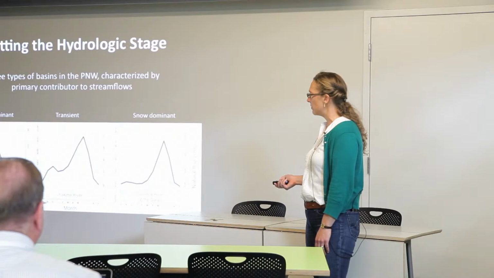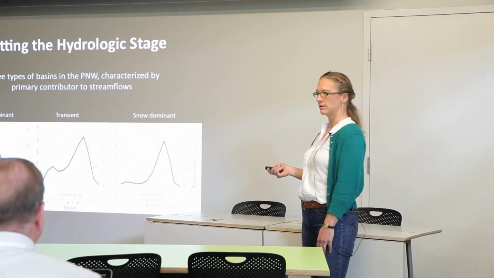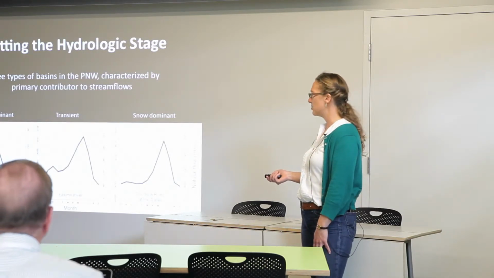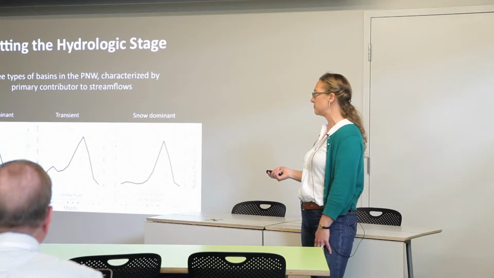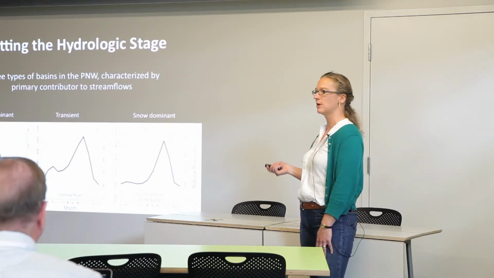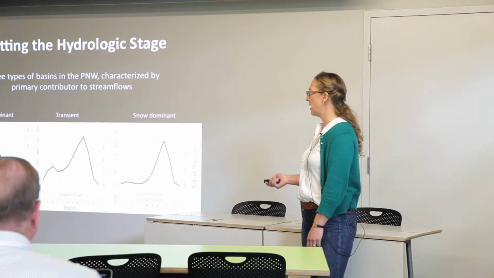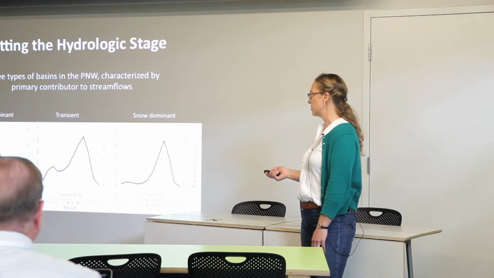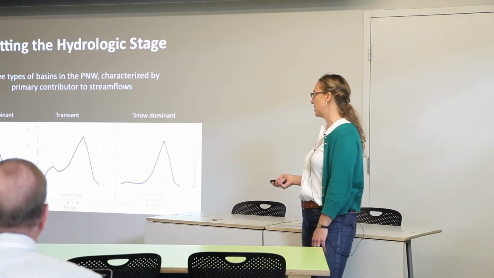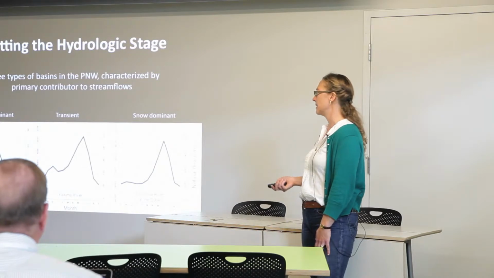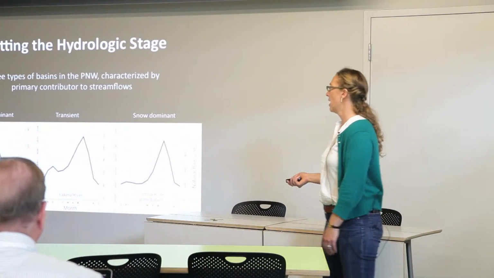So the Chehalis River is a rain-dominant system, and as you can imagine, it's going to get its peak monthly stream flows when it's raining. And it's going to produce a lot of instantaneous stream flow down the river, and then it has its lowest flows in the late summer when it's not raining.